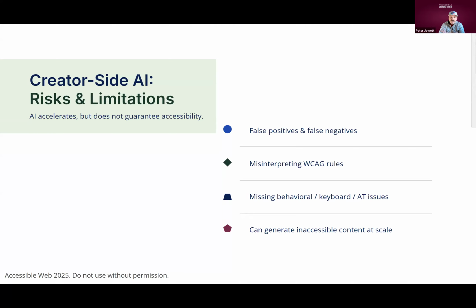And it can create inaccessible code or content at scale. When folks put too much trust in the AI tool and just let it run on autopilot, there are situations where it can start pushing out inaccessible code, and no one's catching it because they're just trusting the AI. So this lane makes you faster, but it's important: it's not going to fully make things compliant.